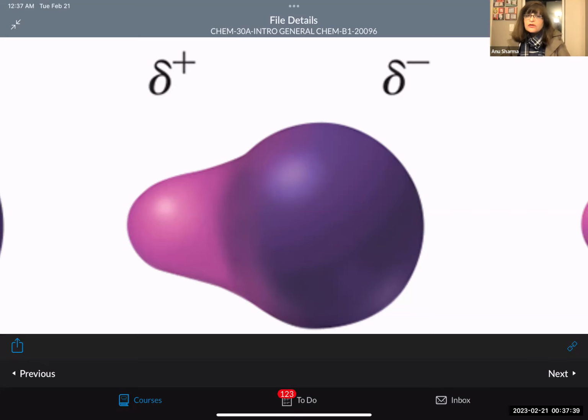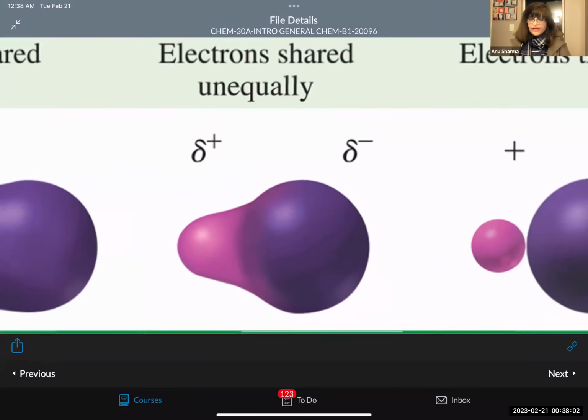The more electronegative atom will pull the electron clouds towards itself. So in that case, the delta negative charge appears. A more electronegative atom will always pull the electron clouds towards itself, and it gives a delta negative charge. The delta positive charge is on the side of the less electronegative atom, which doesn't love electrons. So it's unequal sharing of electrons.